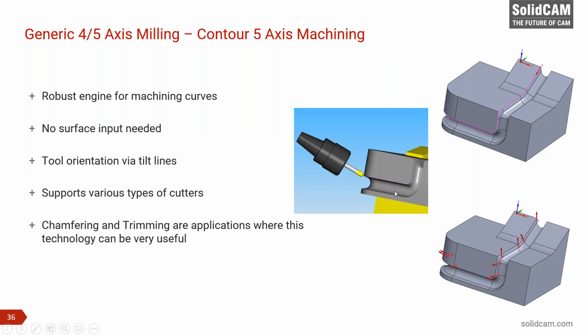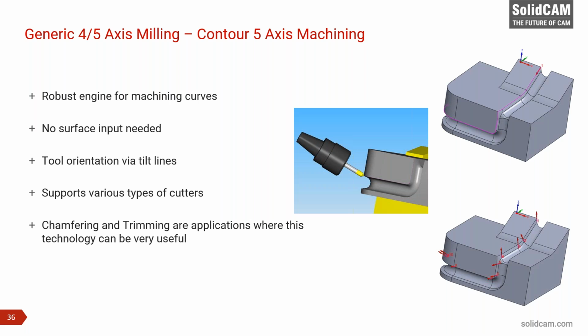Then we have another machining concept called contour 5-axis machining, which is used for machining the edges of a part. In this case, no surface input is needed. In fact, there is no way you can put in a surface input. It only needs edges and it needs tilt lines or orientation lines. With the help of these two geometries, it can machine an edge on a particular part.